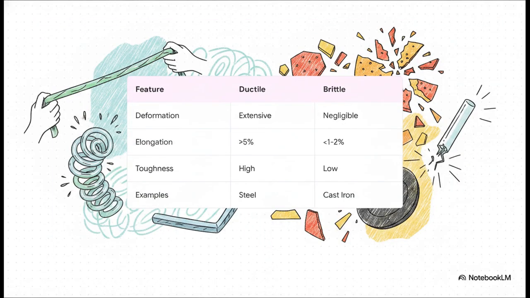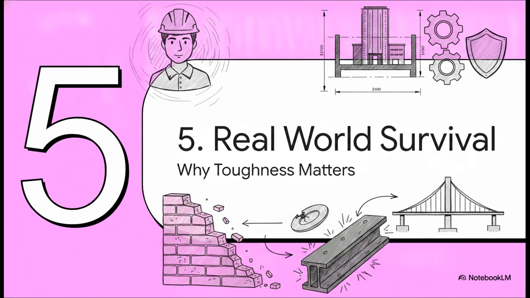So putting our taffy and crackers side by side translates these analogies perfectly back into the hard analytical data that engineers rely on. Ductile materials give us extensive deformation, high elongation, usually over 5%, and very high toughness. Brittle materials, on the other hand, give us negligible deformation, less than 1 or 2% elongation, and very, very low toughness. Which leads us to our final part, Section 5, Real-World Survival.